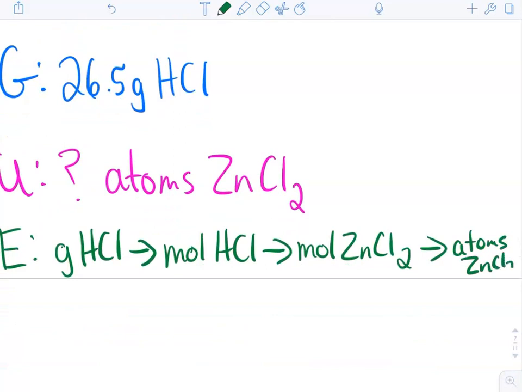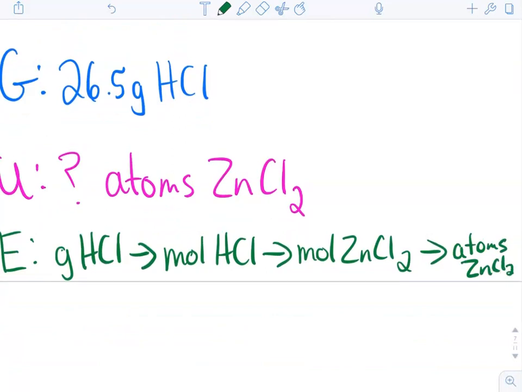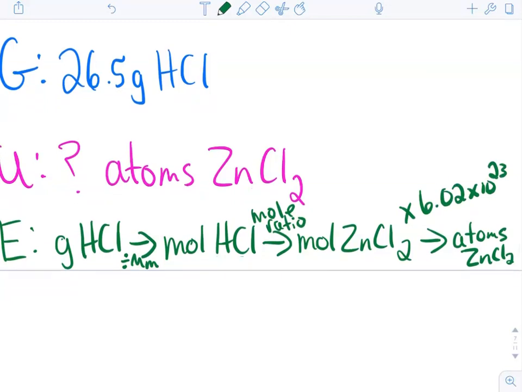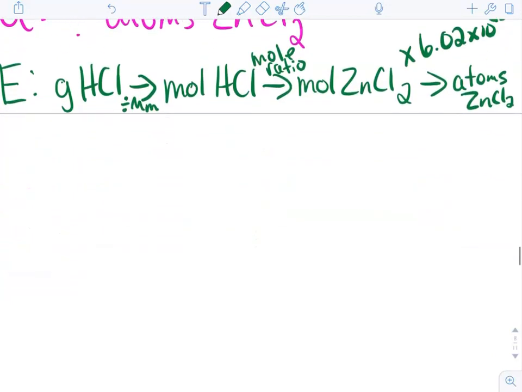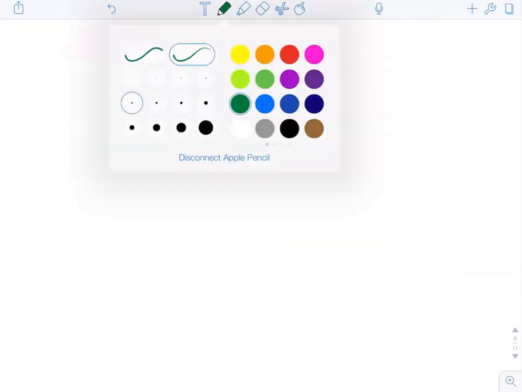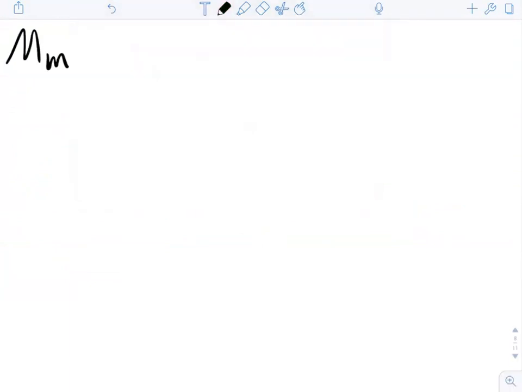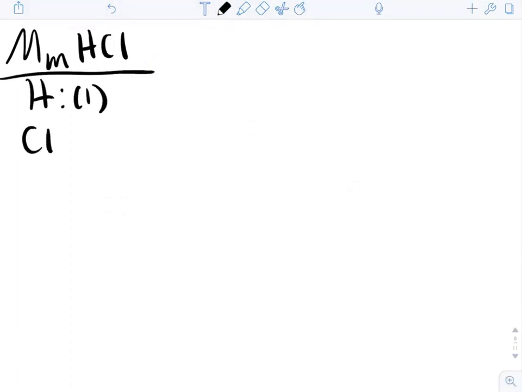So atoms of zinc chloride. So here we have to divide by our molar mass. We have our mole ratio. And then here, we're going to multiply by 6.02 times 10 raised to the 23rd. Okay? Now, we're going to have to find the molar mass of HCl. So HCl, we have 1, 1.01, 35.45.